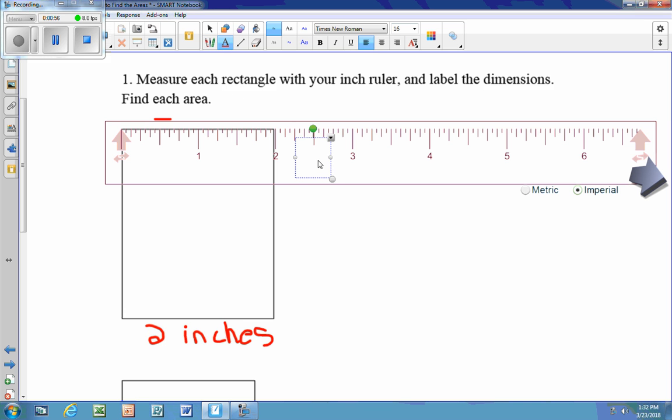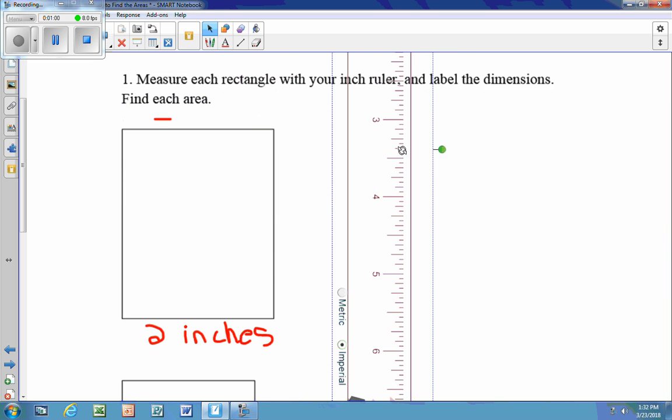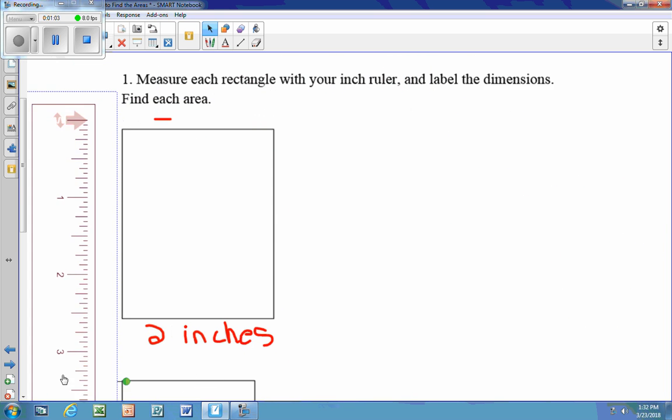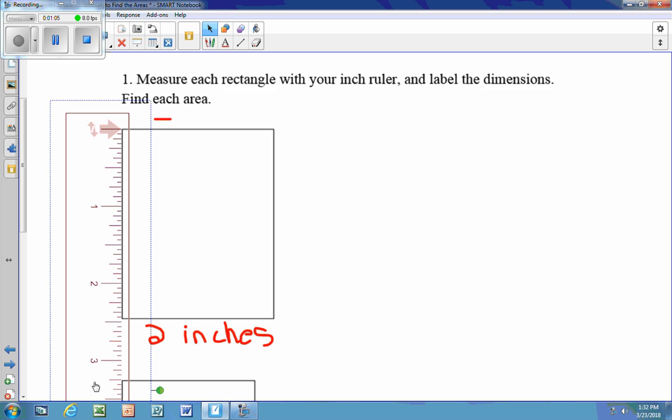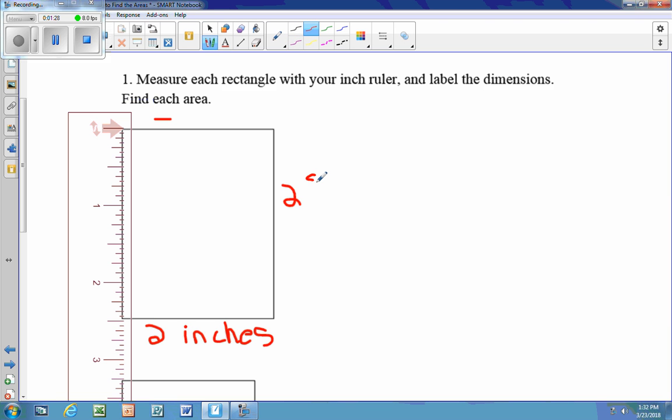So now we're going to click on the ruler and flip it in the other direction so that we can measure the width of it. And when we measure the width of it, we see that it's 2 and halfway down, which is 8/16. 8 out of the 16. We have 1, 2, 3, 4, 5, 6, 7, 8. So then we have our measurement over here is 2 and 8/16.